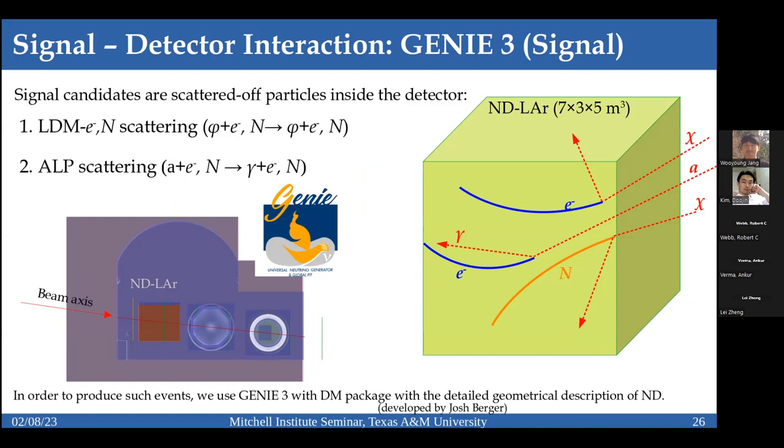I'm using this near detector geometry with GENIE version 3 with the dark matter package. And then I also put in the dark matter flux that I just obtained from the photon flux. Then I will be able to see the electron recoiling. Also, using the same technique, I can produce the background simulation.